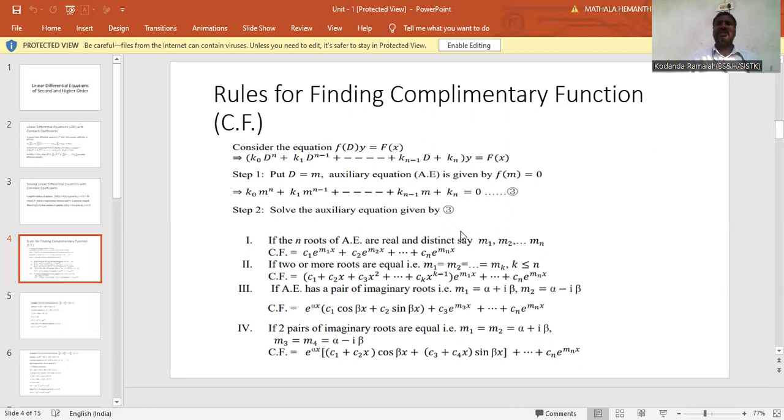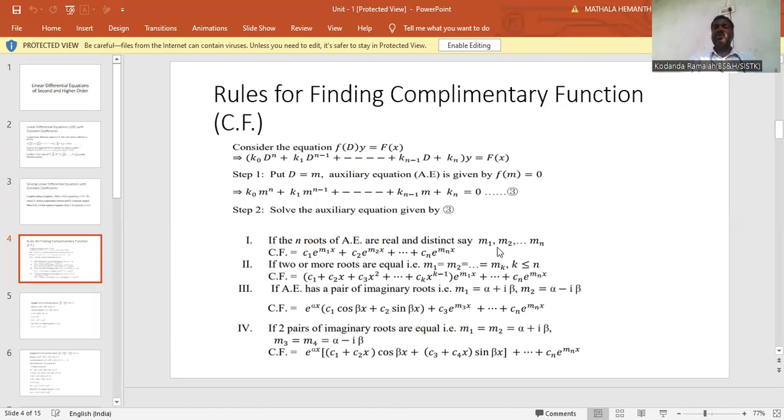So in case the roots are real and distinct, say m1, m2, and so on up to mn, then the complementary function equals c1 e^(m1 x) plus c2 e^(m2 x) plus and so on plus cn e^(mn x).